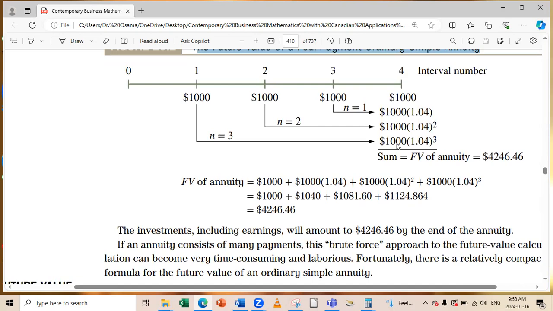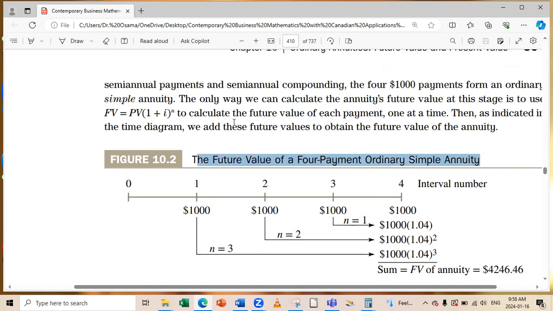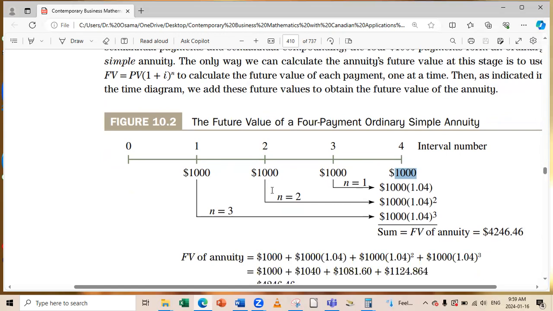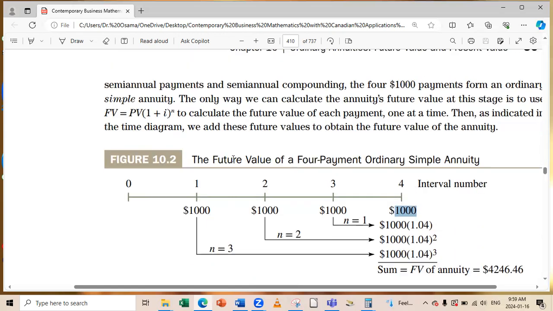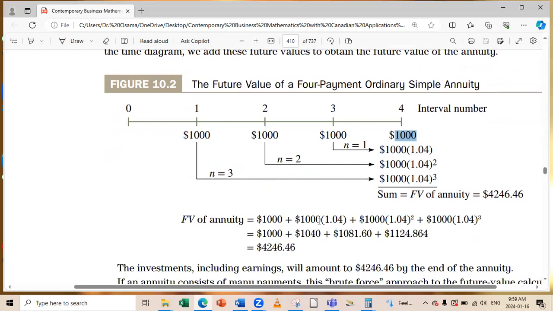So here, the deposit is for 4 years, with a payment of 1,000, ordinary. We know now the word ordinary means at the end of each period. Simple means it doesn't change. Yes, it's 1,000, 1,000, 1,000, 1,000. It didn't change. And the period of time is also regular. For the ordinary, it's every 1 year, with compound interest. The compound interest here is 4%.